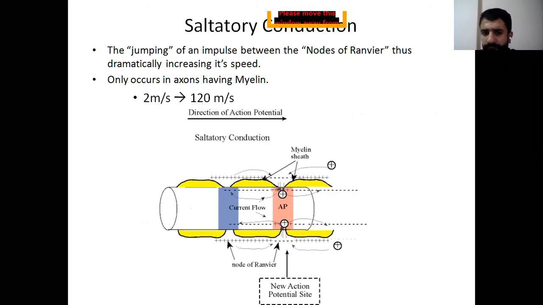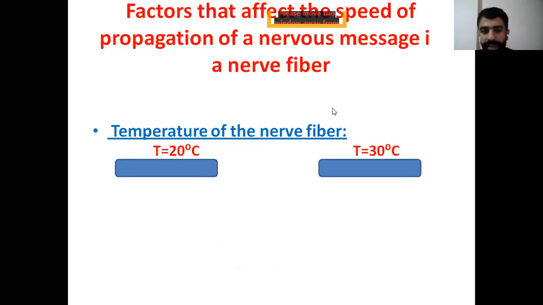Saltatory conduction, we talk about this a lot, about the myelinated nerve fibers or myelinated axon. So the jumping of the impulse between the nodes of Ranvier. This is an axon, and this is the myelin sheath in yellow. These gaps are called nodes of Ranvier. So the message is going to jump. Jumping is called saltatory movement. So the nervous message speed was 2 meters per second without myelination, and with myelination, it's going to be about 120. So it's about 60 times greater.